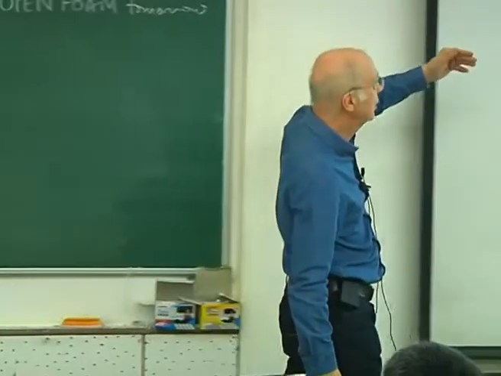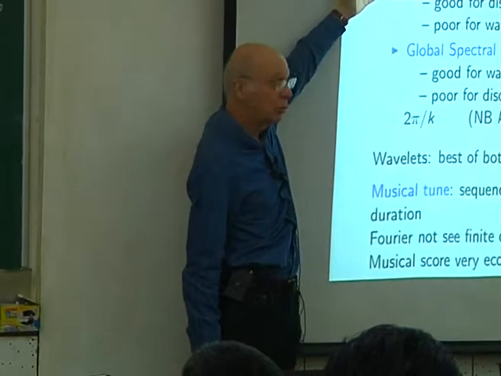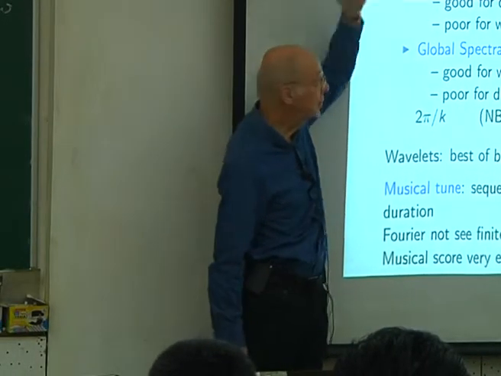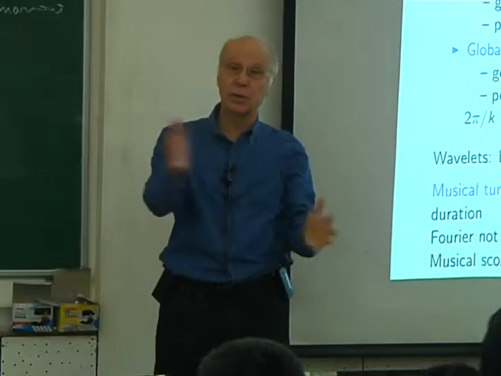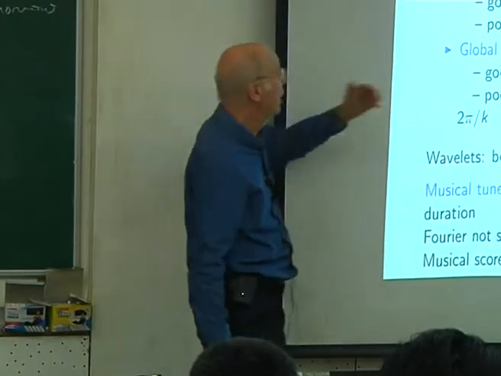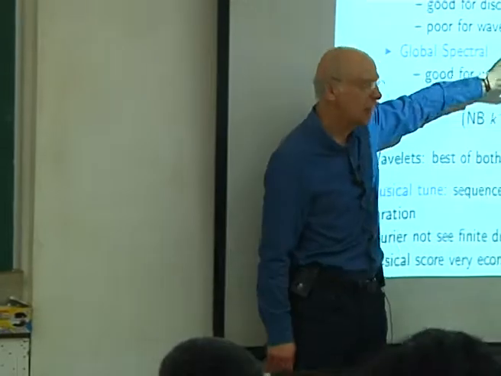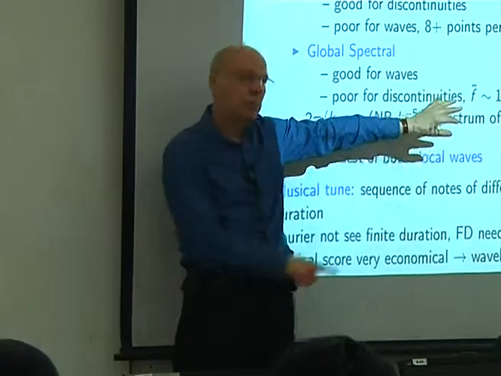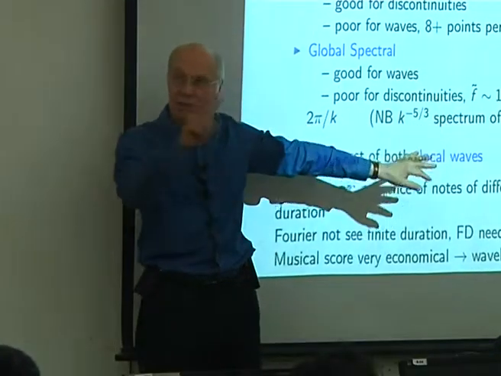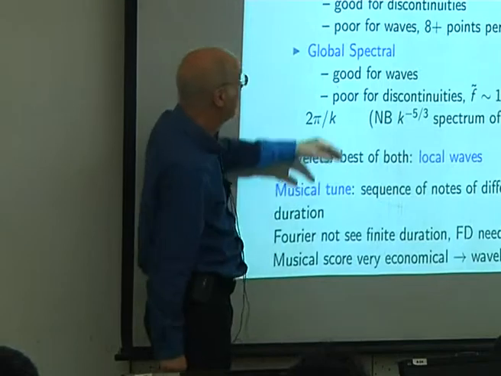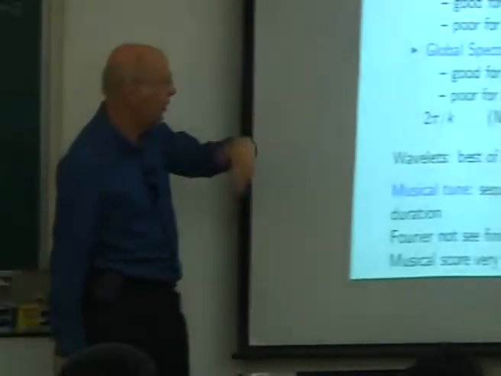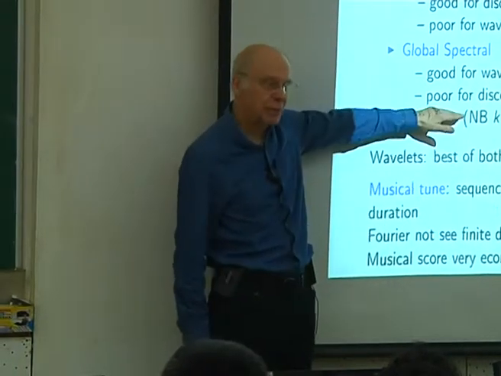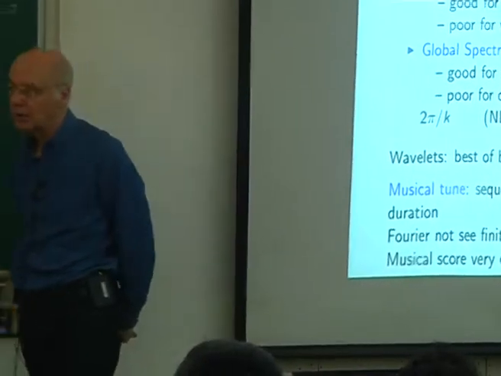Okay, so the contrast is between finite differences, which are local, and spectral representations, which are global. Finite differences are very good at representing discontinuities, because that's all they are. They're very poor at representing waves. You need quite a number of points, at least 8 points, to represent one wave, and you probably need 40 points to represent it with any accuracy. Spectral methods, Fourier analysis, are very good at representing waves. You just want 1 or 2 or 3 of them. They're pretty bad at representing discontinuities.